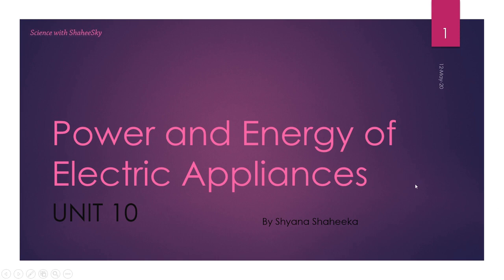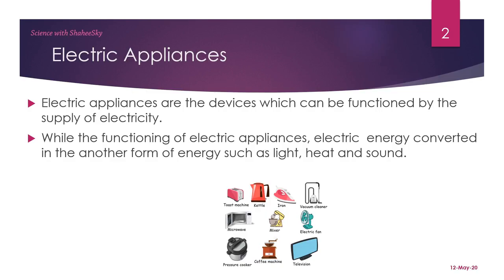Power and energy for electric appliances is the 10th unit. Electric appliances, what are electric appliances? Electric appliances are the devices which can be functioned by the supply of electricity. Normally, the electric appliances which function on the electric supply convert the electrical energy into another form of energy such as light, heat and sound.